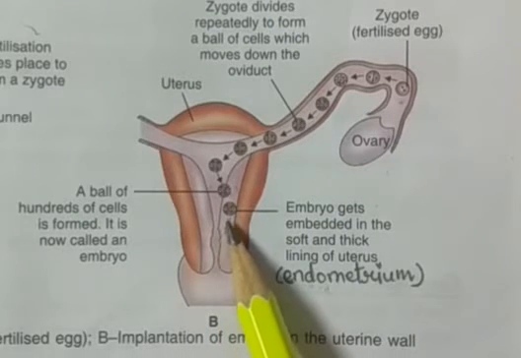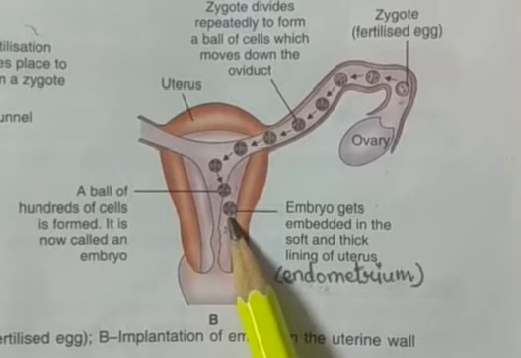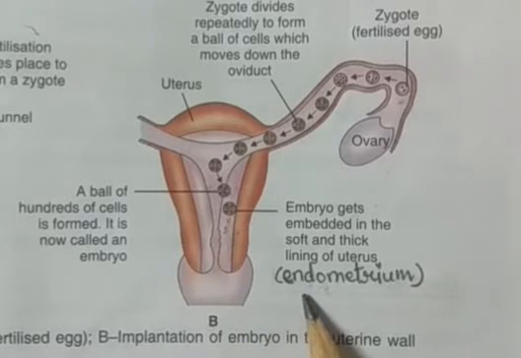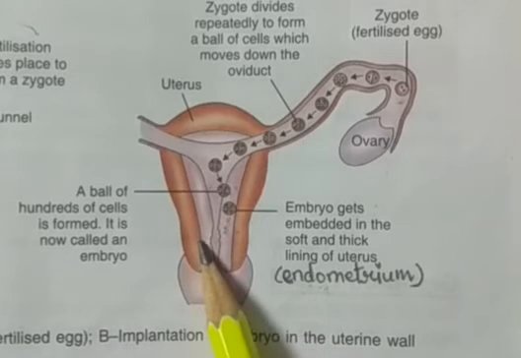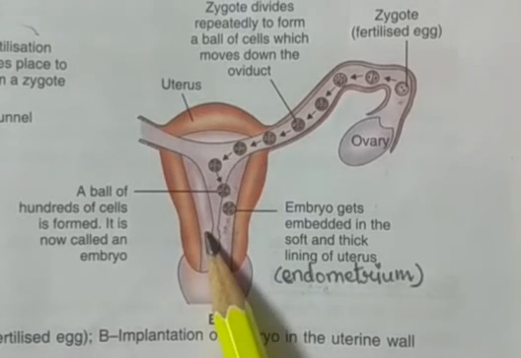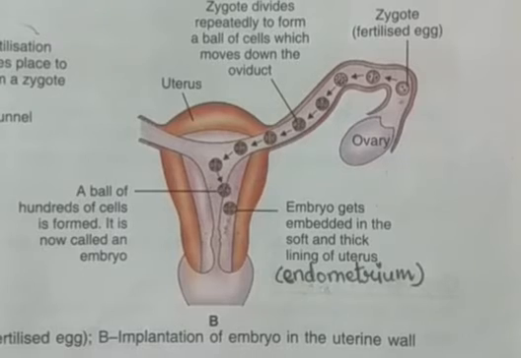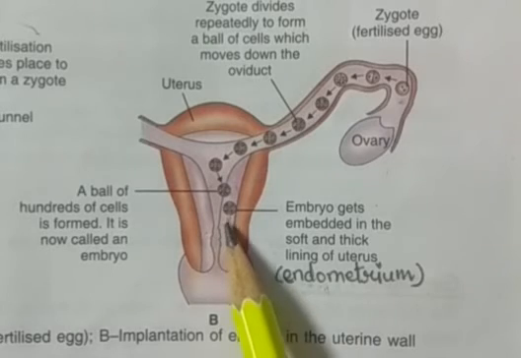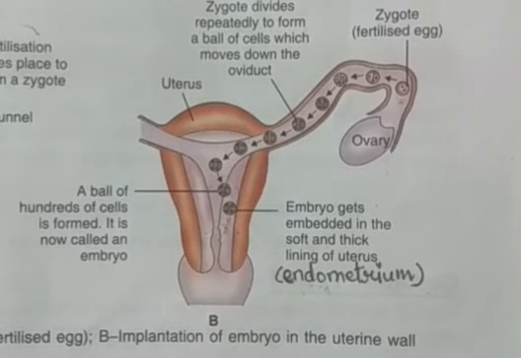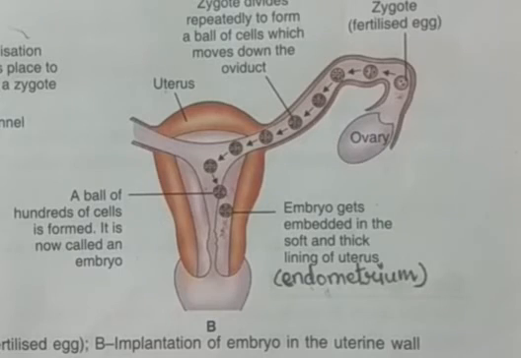Here students, you can see an embryo implanted in the soft and thick lining of the uterus called endometrium. Actually, before the release of the ovum, the inner wall of the uterus called endometrium becomes thick and spongy and full of blood vessels so that it can receive the fertilized ovum or egg and provide a suitable environment for the development of the embryo and also to supply it with food and oxygen. Implantation of the embryo leads to pregnancy in the female.